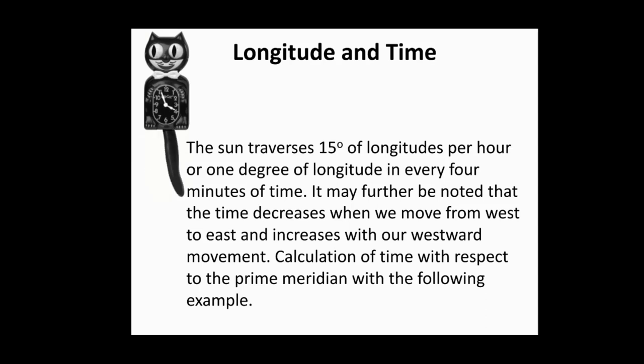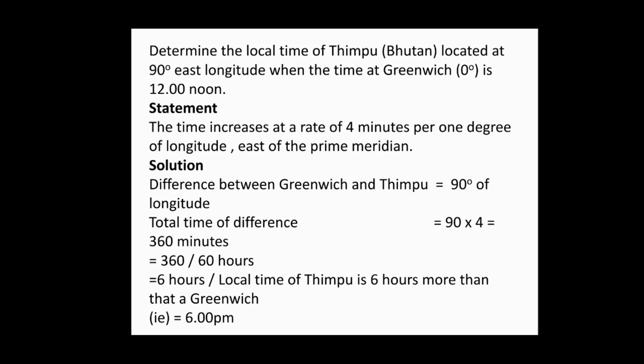Now let's do the calculation of time with respect to the prime meridian with the following example. Determine the local time of Thimphu, that is Bhutan, located at 90 degree east longitude when the time at Greenwich is 12 noon. The statement is time increases at a rate of 4 minutes per 1 degree of longitude east of the prime meridian. So already it is given that 90 degree.